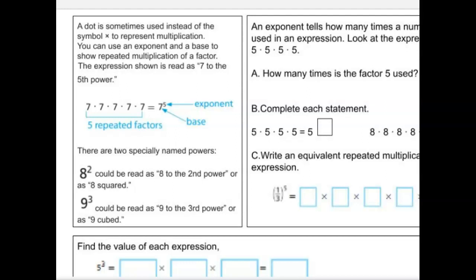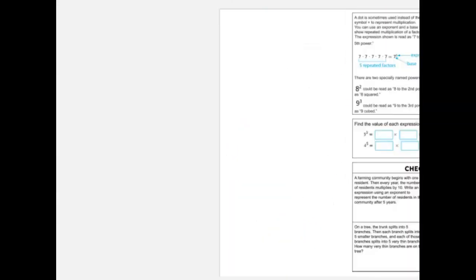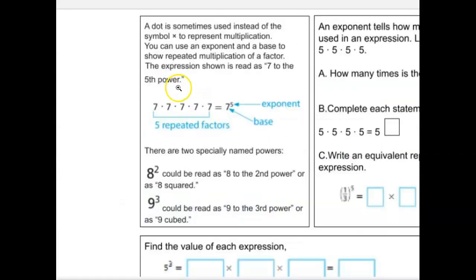A dot is sometimes used instead of the symbol times. So instead of the normal multiplication x, we can also use a dot. You can use an exponent and a base to show repeated multiplication of a factor. So unlike what we did over here, when I wrote out the times sign every single time, we could have just put a dot between it and saved us a lot of time. Let me zoom back in on that so we can see it.